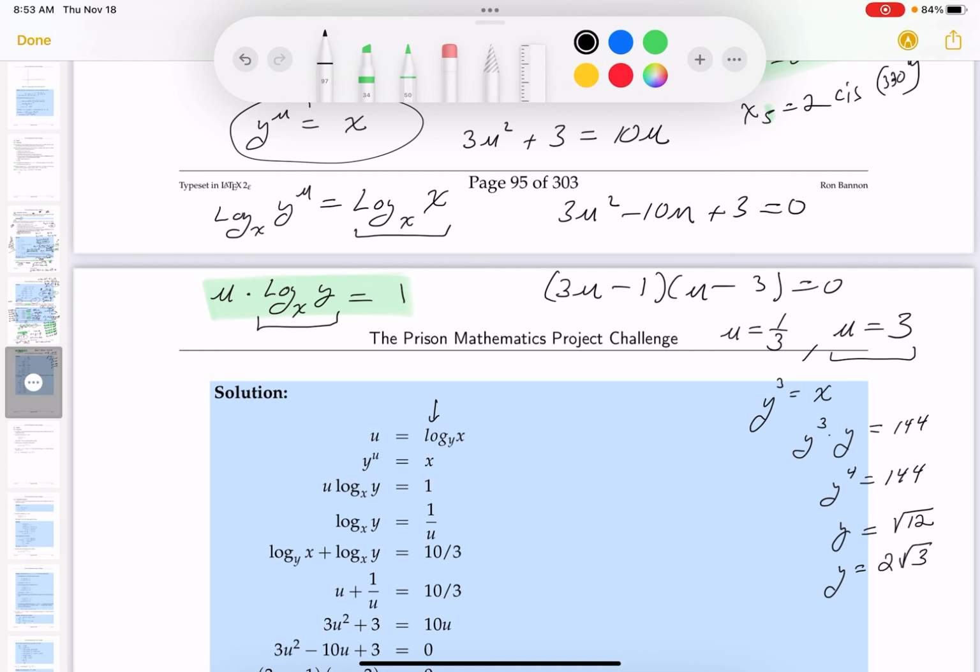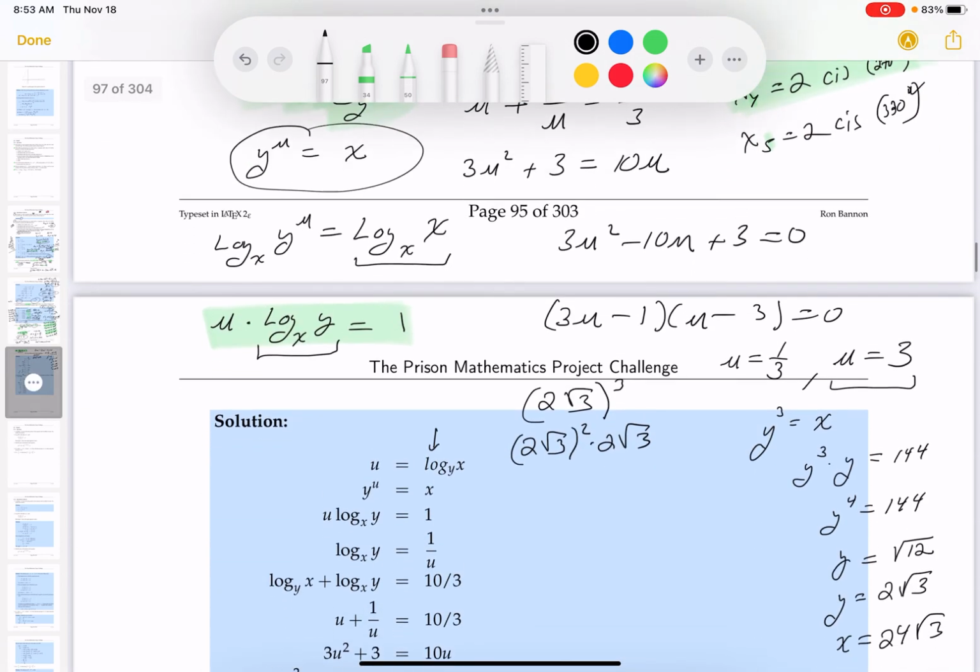What does x equal, though? X would equal the cube of that number. So I have to cube it now, right? So it's 2 root 3 cubed, which is 2 root 3 squared times 2 root 3. And what's it going to give me? 4 times 3 is 12, and 12 times 2 is 24 root 3. All right?